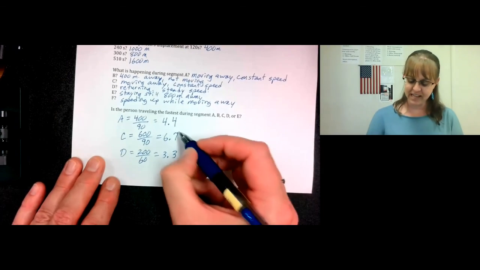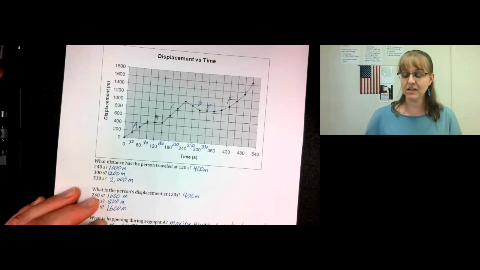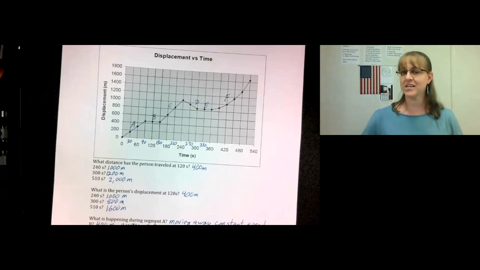Therefore, the steepest line is actually part C. Now, if you could tell that by looking, more power to you, but I was having trouble seeing it.